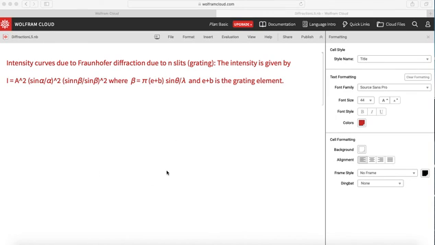So in my last few lectures, I have derived the resultant intensity due to N slits, which came out to be I is equal to A square sine square alpha by alpha square into sine square n beta upon sine square beta, where beta is pi by lambda (e plus b) sine theta, where e plus b is the grating element. Also in my last lecture, I showed graphically by drawing by hand how this curve looks.